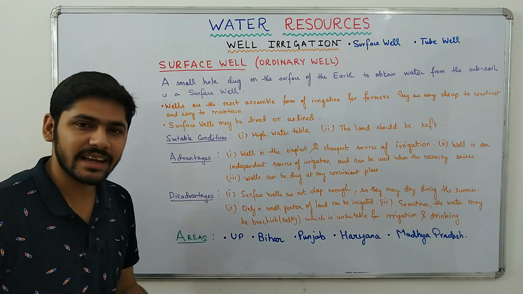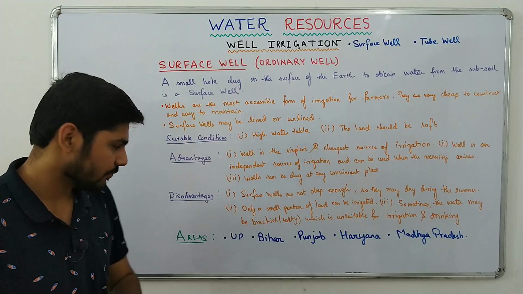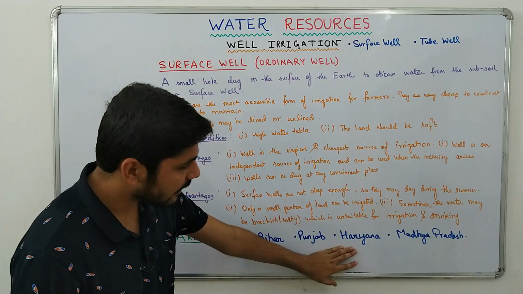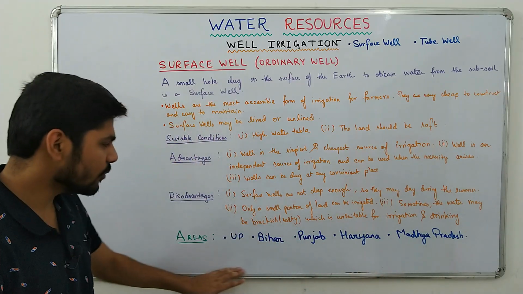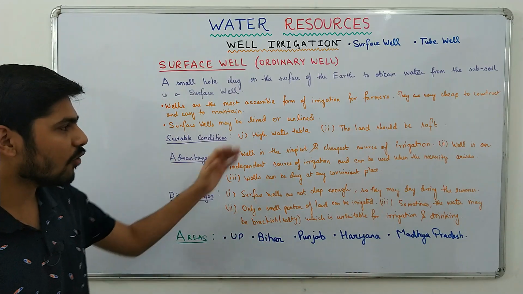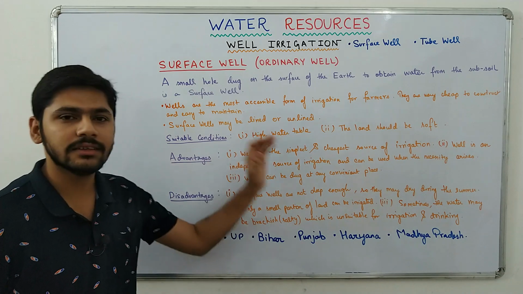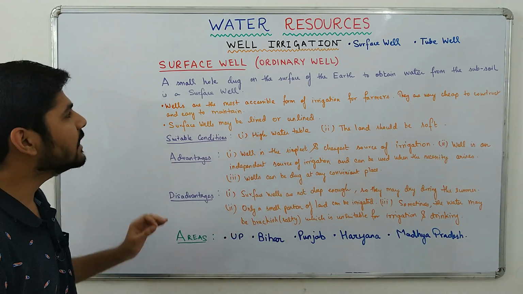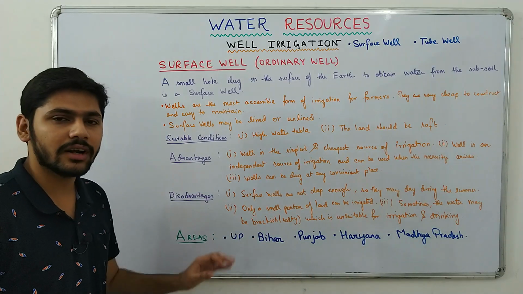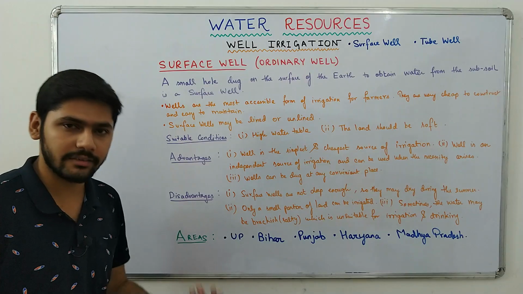Now what are the areas where surface wells are generally found? Uttar Pradesh, Bihar, Punjab, Haryana and Madhya Pradesh. So basically the northern part of India and the northern plains where the water table is high and the land is soft. So guys, this was all regarding surface wells. Everything is very important over here, so try to understand everything and try to memorize everything.